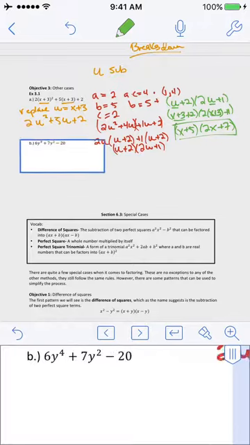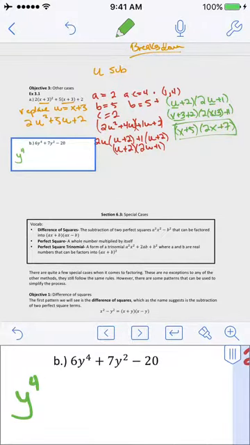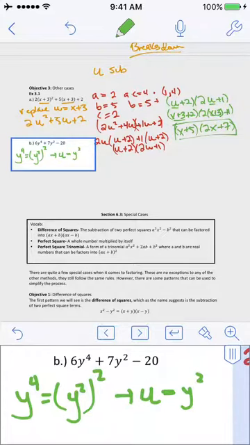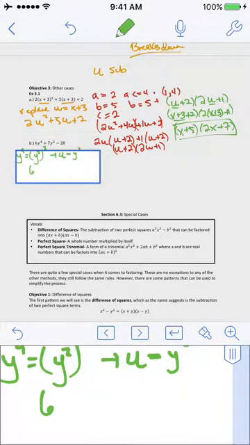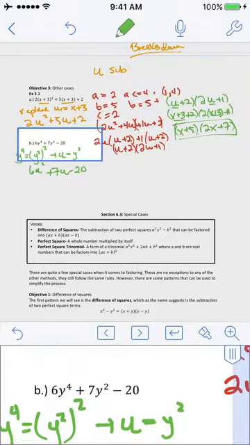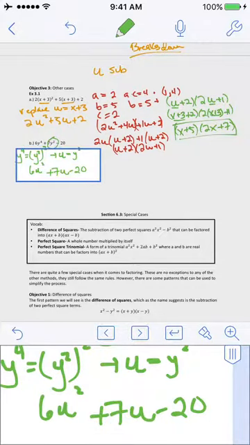If I remember from my exponent rules that y to the 4th is the same thing as y squared squared, then I can see what I need to make u, right? So I can change this to u is equal to y squared. And when I do that, 6y to the 4th becomes 6u squared plus 7u minus 20. In other words, if this tends to look quadratic, if I can replace that middle variable with u and it works out so that I get a quadratic, then you want to use a u sub. You want to use a u sub.